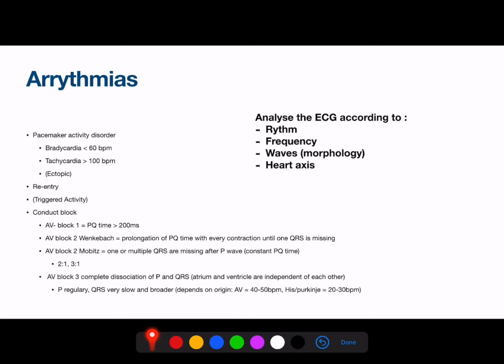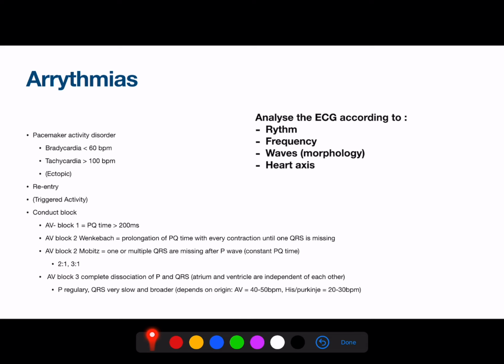So that means there's a P wave, a QRS, there's a P wave, and then no QRS. And then again P wave, QRS, P wave, no QRS. That means we have a 2-to-1 AV block. In 3-to-1, we have a P wave, a QRS, again a P wave and a QRS, and then a P wave and no QRS. So this is 3-to-1.